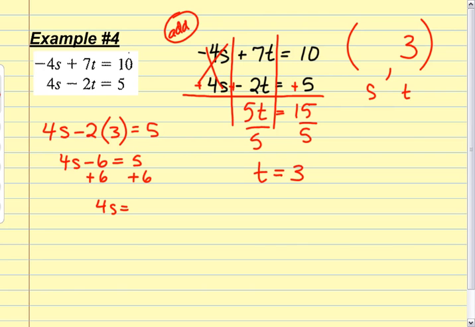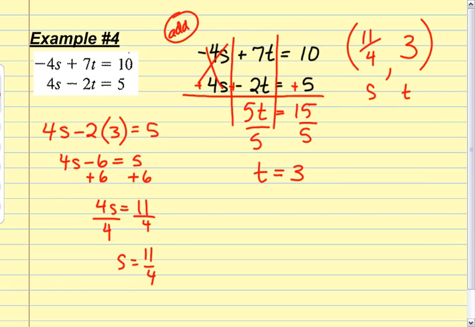4s equals 11. Wow. Teachers, you're falling down on your job. Divide both sides by 4 and s equals 11 fourths. Okay? Mr. Cortez, I'm expecting a teacher answer, and I didn't get a teacher answer.